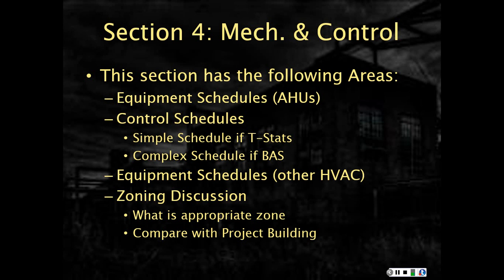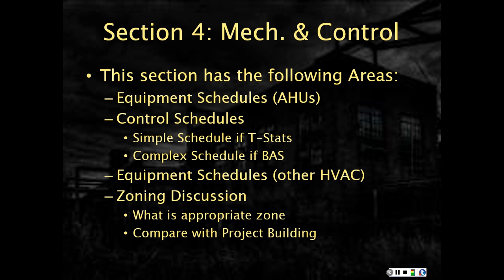Now, depending on the amount of equipment, the size of the building, the complexity of the control, these sections can be separated. So mechanical would be first, control would be second. So you'd have a section 4 mechanical, a section 5 control. This flexes depending on the size of the building. In this case, we have a smaller building with relatively simple mechanical equipment and even simpler control. So the two sections will be combined and talked about at the same time.